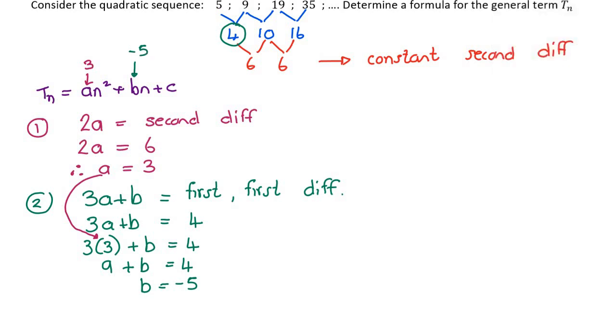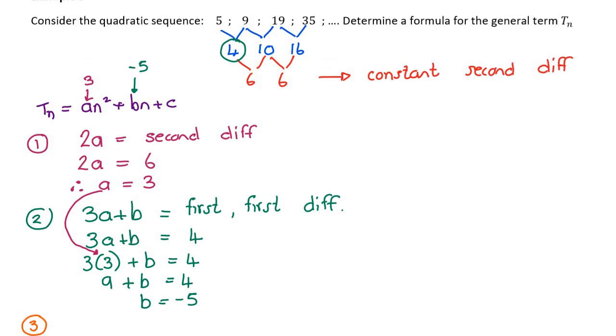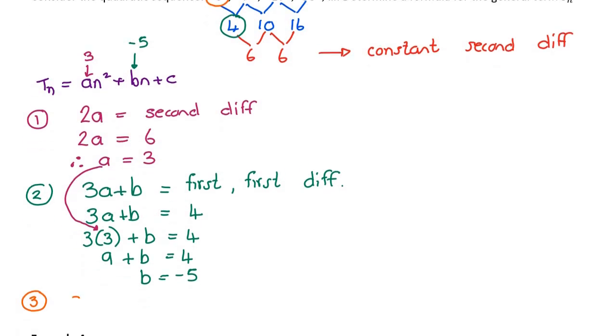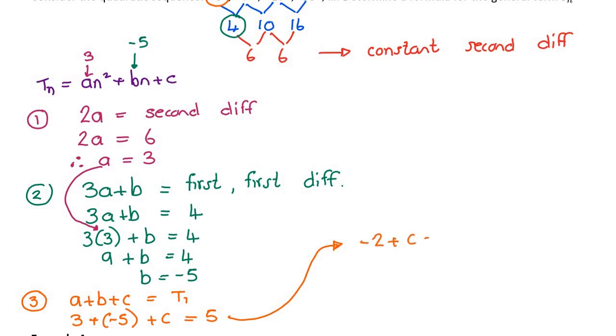So my third step is simply, how do I find c? And how I find c is this idea that the first term is equal to a plus b plus c. So I now know that a plus b plus c is equal to my first term. Now a was 3, b was negative 5, and I don't know c, but my first term is 5. I'm afraid I've run out of space, so I'm just going to go over here. So that's 3 take away 5, which is negative 2, plus c is 5. So if I add 2 to both sides, I get 7. And so I know c is 7.